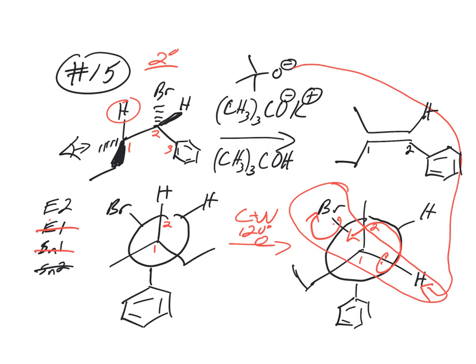So the biggest thing, I think, is just to make sure you do all the steps you need to do. You need to decide it's E2. You need to identify the beta hydrogens. See how many types you have. This one you only had one type, so it's pretty easy. Draw the Newman projection of what it currently is. Rotate however you need to get the leaving group and the beta hydrogen you want 180 degrees apart. And then just identify where things are on the new alkene.